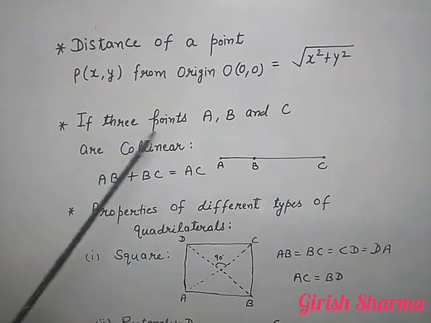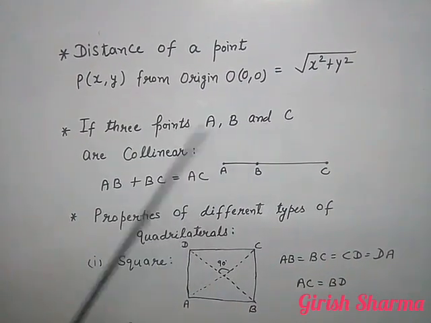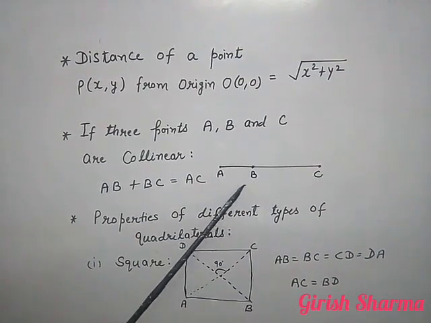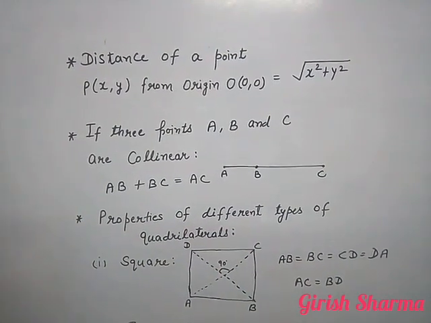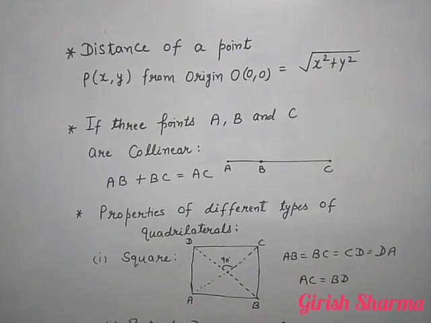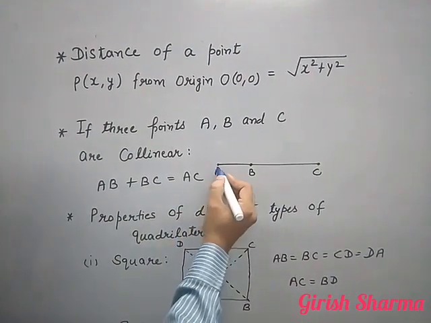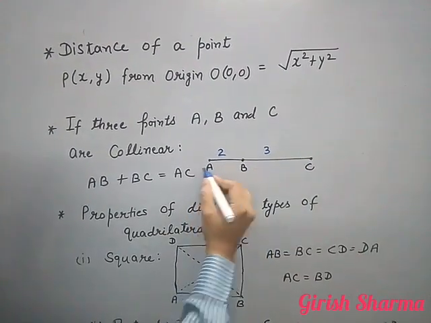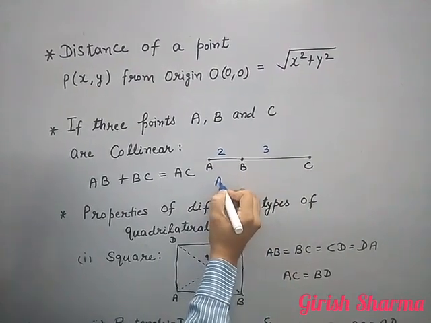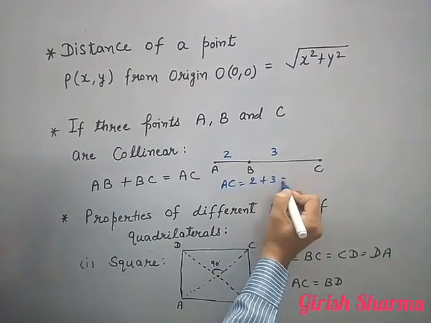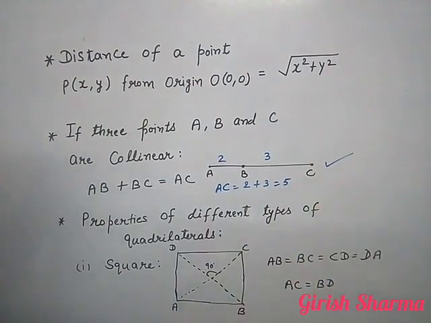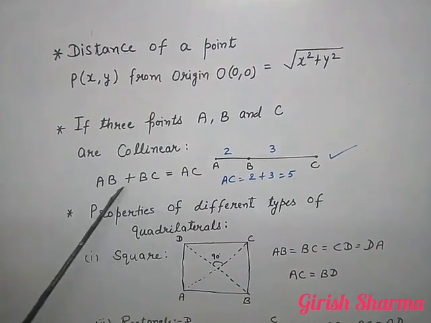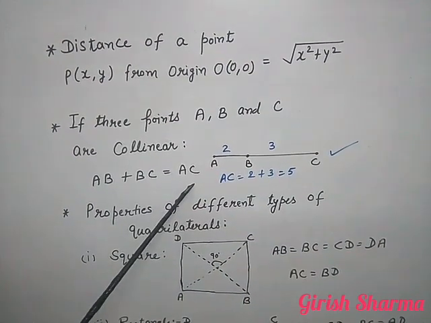Now, if 3 points A, B and C are collinear, then what will be the condition? It means AB is this, BC is this, then what will be AC? What is the meaning of this? Just see, the distance AB is 2 units, BC is 3 units. If you find AC is equal to 2 plus 3, meaning 5 units, then only we can say these points are collinear. Collinear means points lie on the same line. It means AB plus BC is equal to AC.